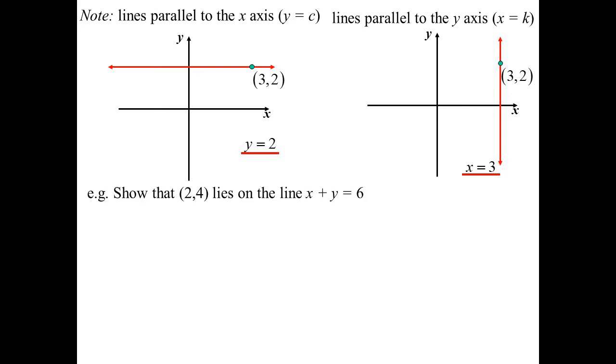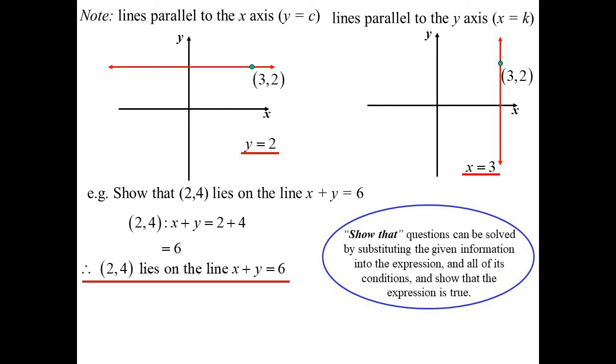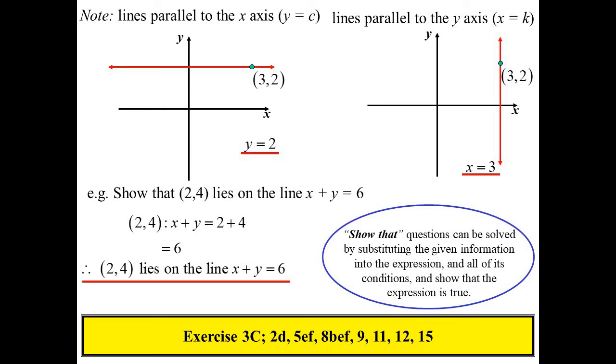So we get a question like this: show that (2, 4) lies on the line x plus y equals 6. Okay, let's have a look at that. I've mentioned this before, but the advantage with a show-that question is you can simply substitute in and go, hey, what do you know? It works. It's not like we physically have to try and find an equation of a line. We can sub it in. And hey, look at that, 2 plus 4 is 6. So yes, that does lie on the line. All right, so that's the first bit of theory for today.